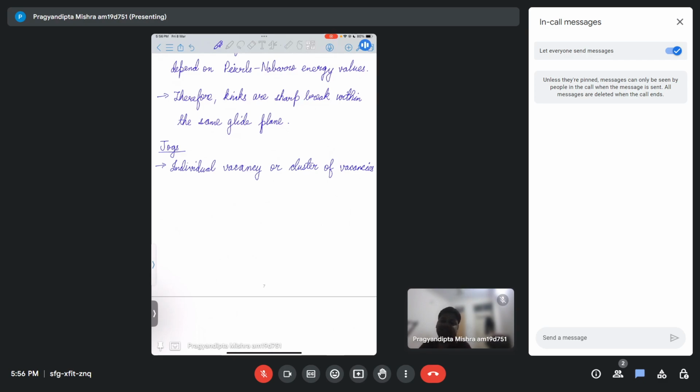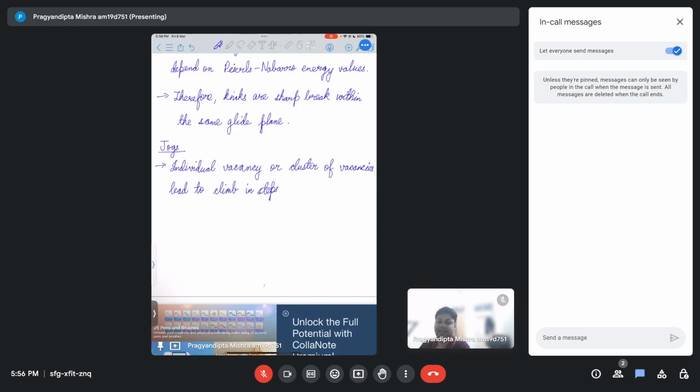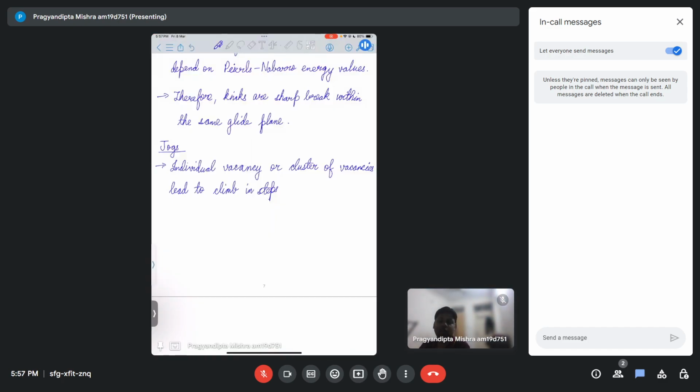Okay, individual vacancy or cluster of vacancies, they will lead to climb in steps rather than whole row of atoms moving. Okay.